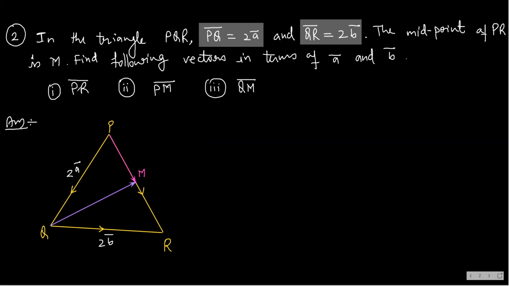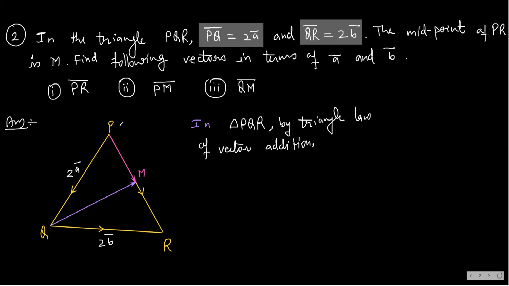So let's begin. First of all, I'll go for PR bar. I write in triangle PQR, by triangle law of vector addition. So see, what do I get? I apply the triangle law of vector addition. So PQ bar plus QR bar. P to Q, Q to R is same as P to R, PR bar. Got that? So here I will write, therefore, PQ bar plus QR bar equals PR bar.